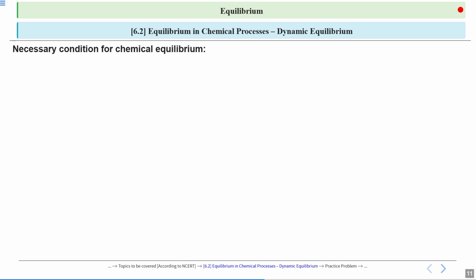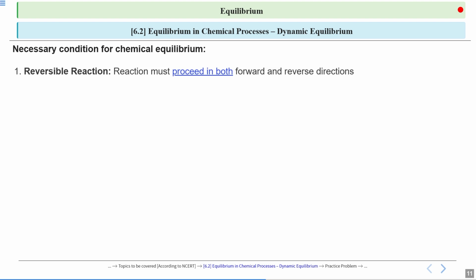We have already seen some conditions. So the process should be reversible. It should be a closed system. Let us just list them. First is reversible reaction. So the reaction can proceed in both forward and reverse direction. So this is mandatory. Second is the system should be closed, means the exchange of matter should not be allowed. The exchange of energy is allowed, obviously.